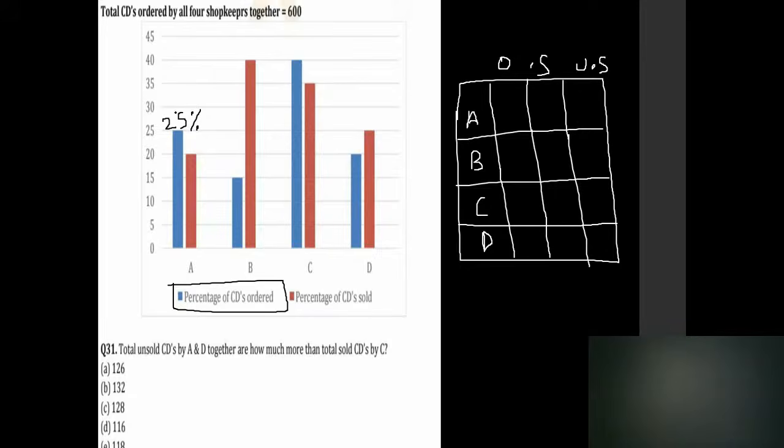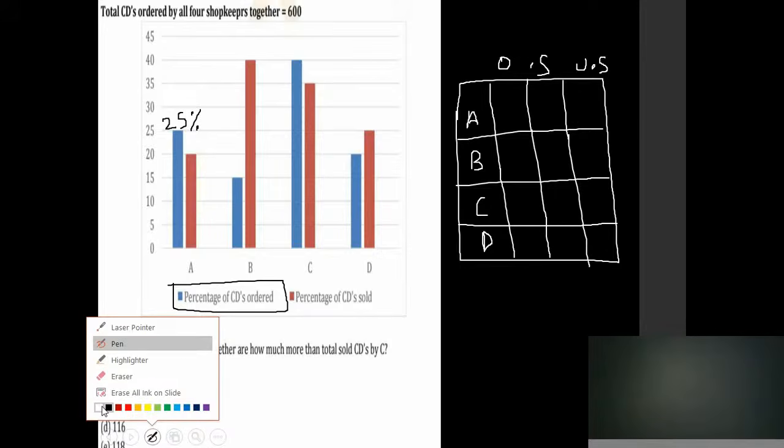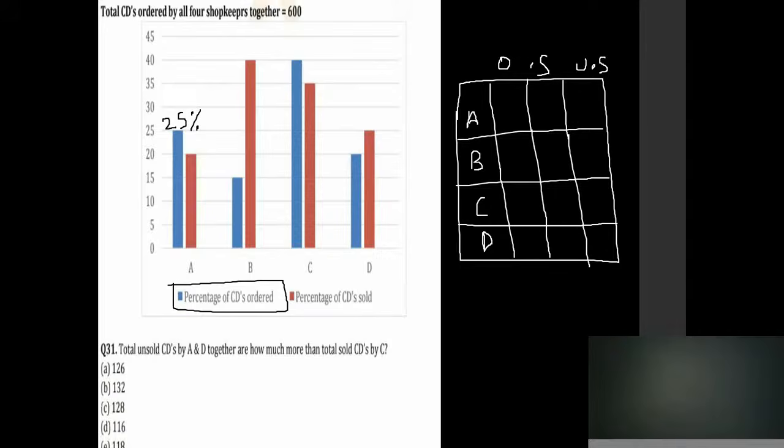So 25% means 25% of 600. What is 25% of 600? 25% means 1 by 4. 25% of 600 is equal to 150. So shop A ordered 150 CDs. Yes, 150.